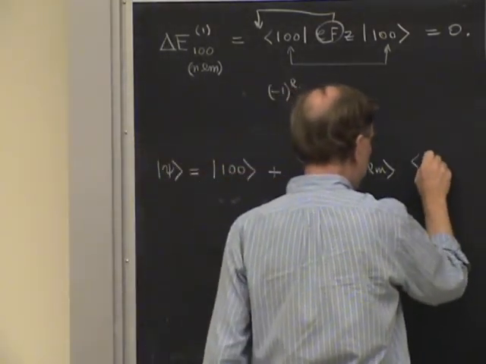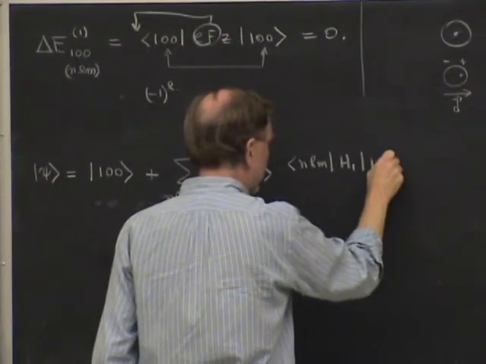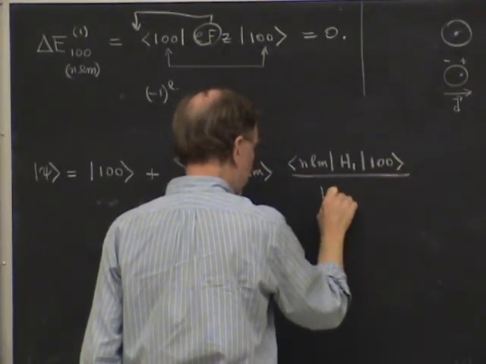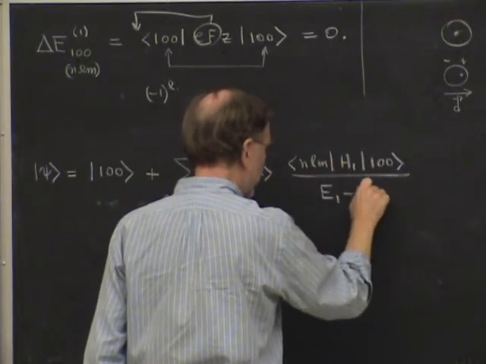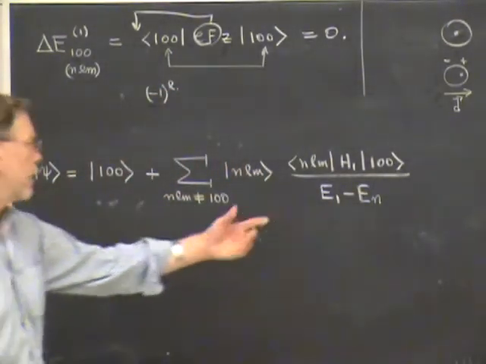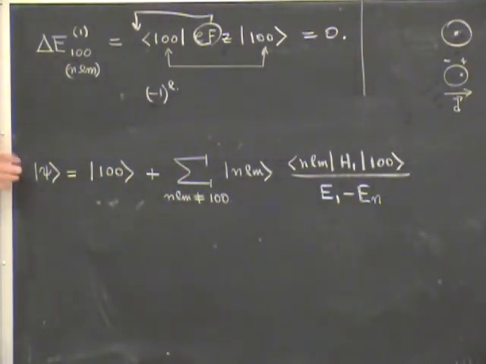And this is multiplied times the matrix element of n, l, m, the perturbing Hamiltonian H1, the original state, the ground state. And then you have an energy denominator, which is E1 minus En, because in hydrogen the energy is only dependent on the principal quantum number. So this is just a formula straight from perturbation theory.